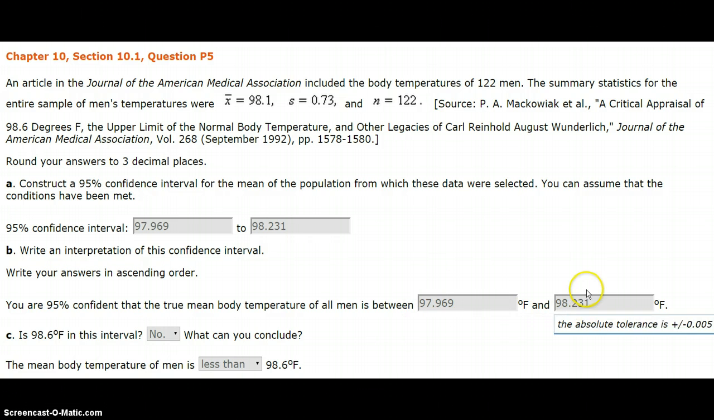high 97s and 98.2. Now we're not certain. Again, that's that 5% willingness to make an error because we only have a 95% confidence interval. But it's usually good enough evidence to say that no, the mean body temperature probably is not 98.6 degrees.